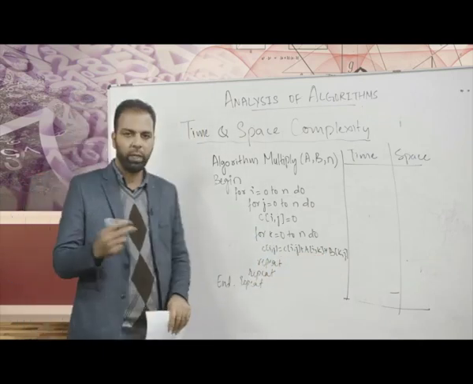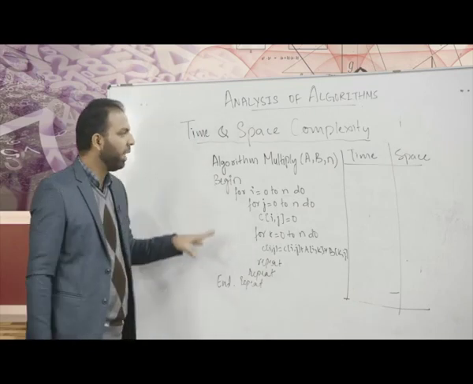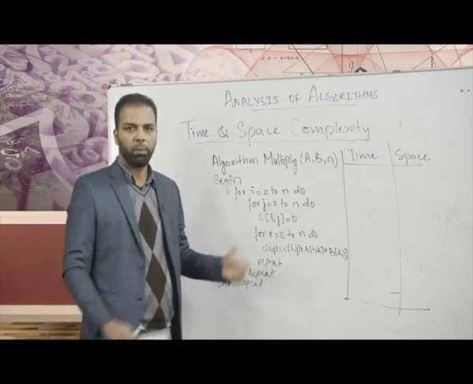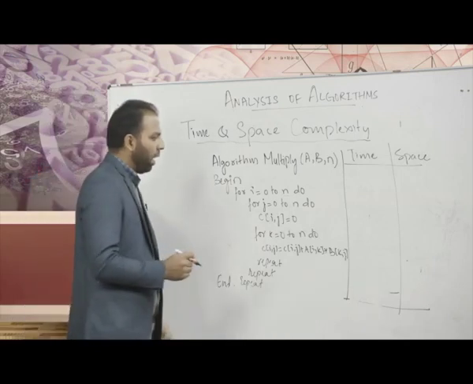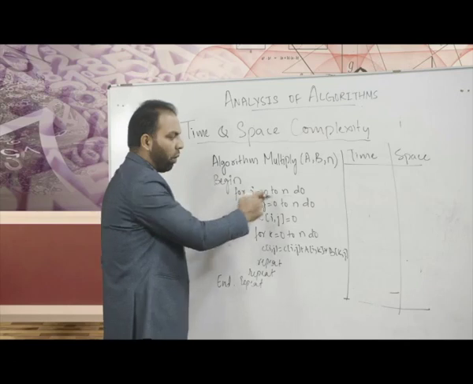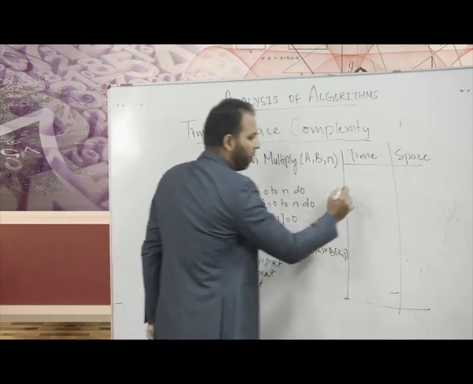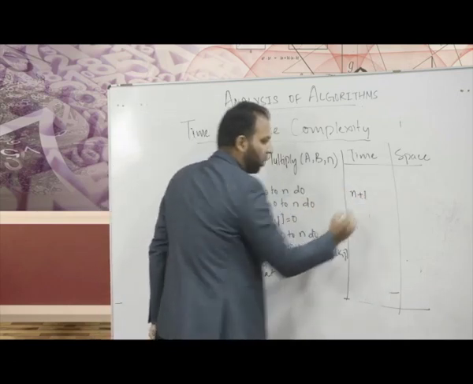We are not bothered about that. What we want to see here is the time complexity first of this algorithm. If we look at the time complexity of your algorithm, we can see that this loop will go from 0 to n. So how many times will this loop be executed? It will be executed n plus 1 times.